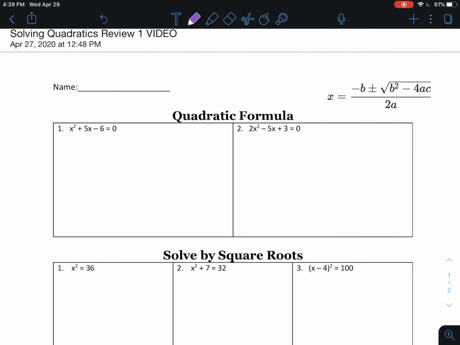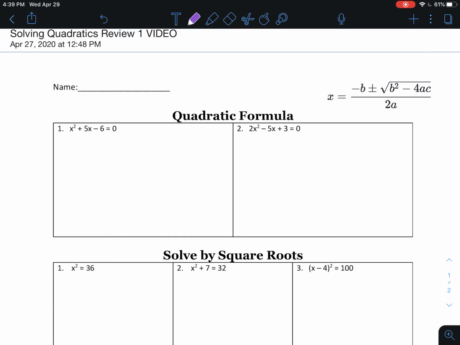Alright guys, by all means, you do not need to watch this video. This video is strictly for people who are still struggling with solving quadratics, whether it's the quadratic formula, solving by square roots, or completing the square. This video is for you guys. I'm just going to go through these questions, re-explaining how to do all of these things.